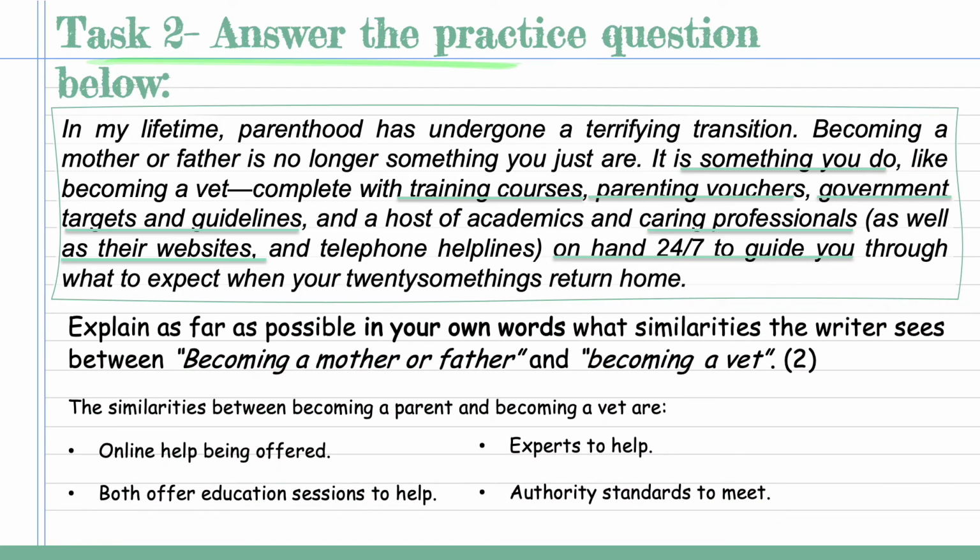I've laid it out as the similarities between becoming a parent and a vet are, so this helps me when I write that down. It means that I can always link back to the question. I know what it's about. I can keep it current. So the first one I said, online help is being offered. So instead of saying websites, I've said online. Experts are there to help instead of caring professionals. Both offer education sessions to help instead of training courses, and authority standards have to be met. And I said government targets and guidelines.